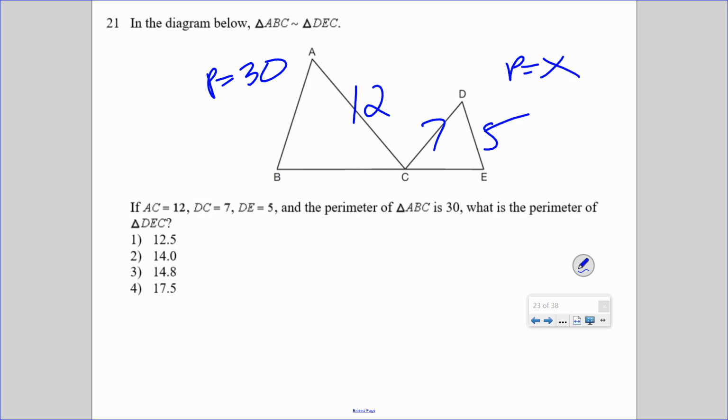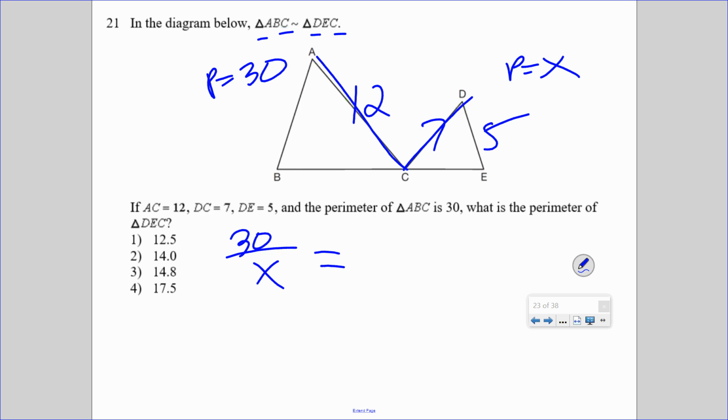It says they're similar. Similar triangles, the sides are in proportion as are their perimeters. So I can put the perimeter of the big one over the perimeter of the small one. And now which sides correspond here? The 12 and the 7 correspond. Why? AC is the first and third. DC is the first and third. Also, you can tell by looking at it.